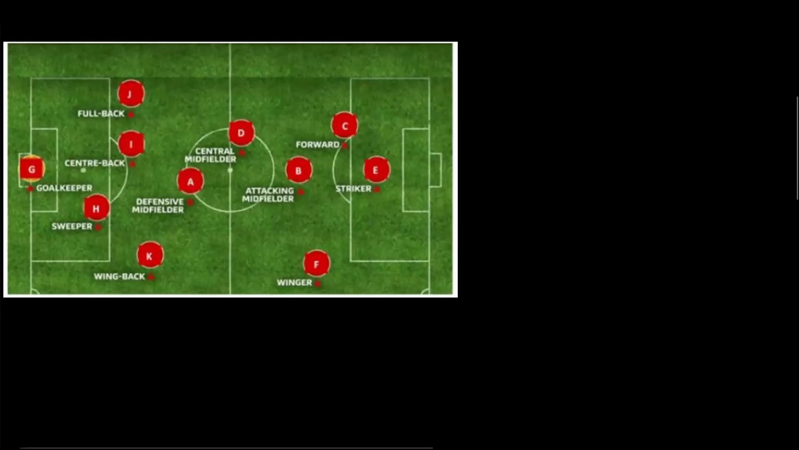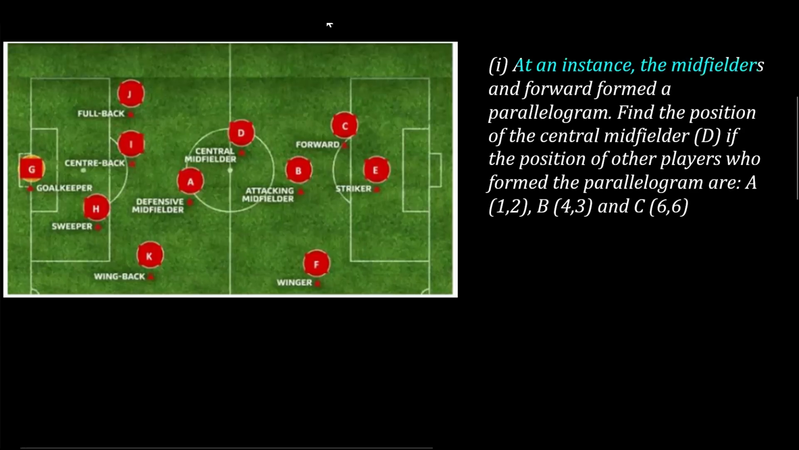Let's begin with the first question. So if I type the first question over here, the first part says that at an instant, the midfielders and forward, you can see there are three midfielders and one forward. So they form a parallelogram. We are given that these are forming a parallelogram. That means if I join them, it should form a parallelogram, right? This is given over here.